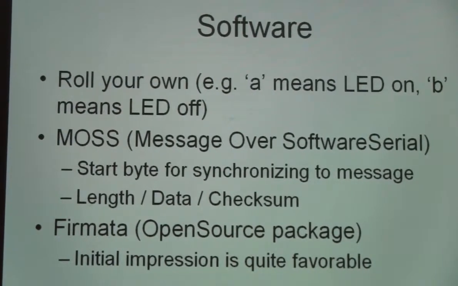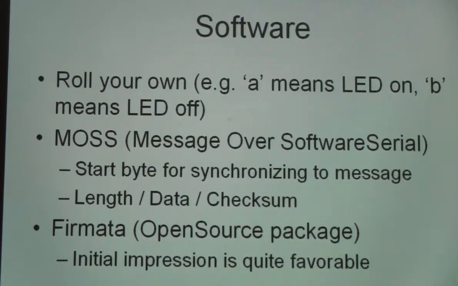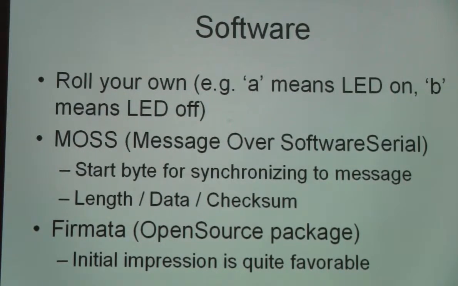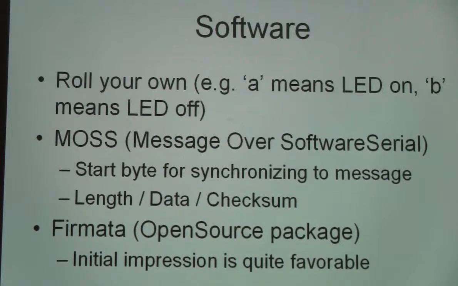So for my home networking, home automation network, I wrote my own message over soft serial class. It sends a start byte, so that I can synchronize my streams if I get out of whack. It sends a length, so we know how many bytes there are, it sends the data, and then it sends a checksum. When I receive it, I calculate the checksum and compare it, and if it matches, then I know I have good data. If it doesn't match, I know something happened.